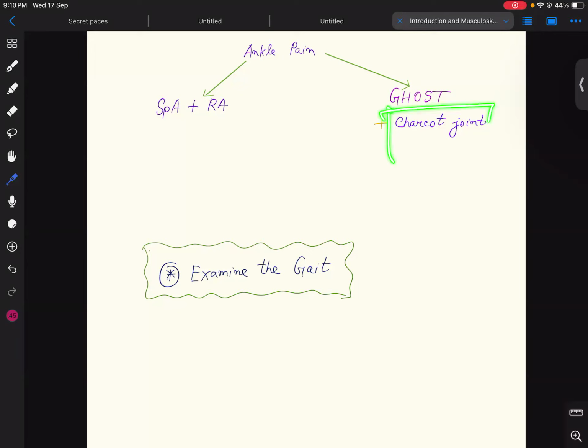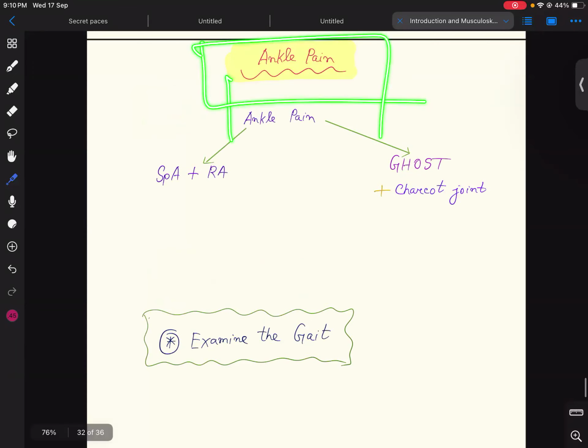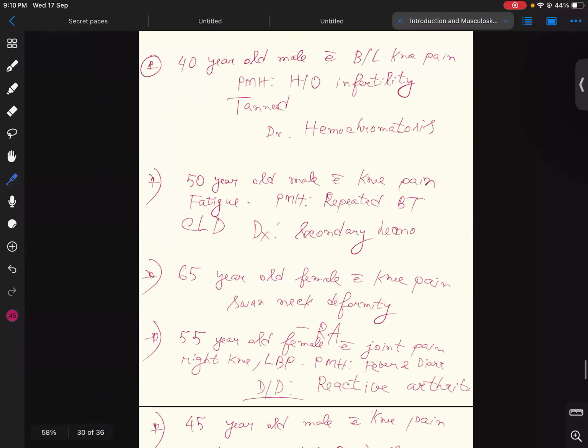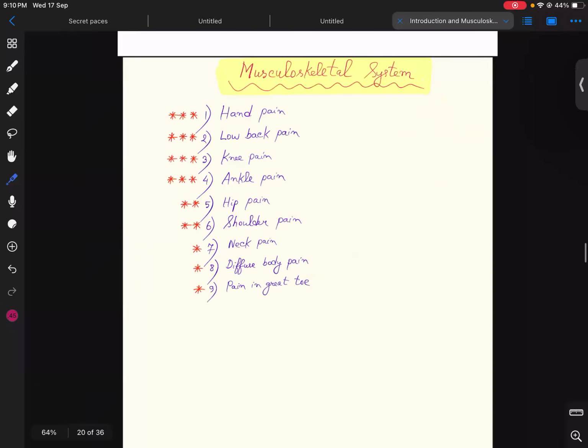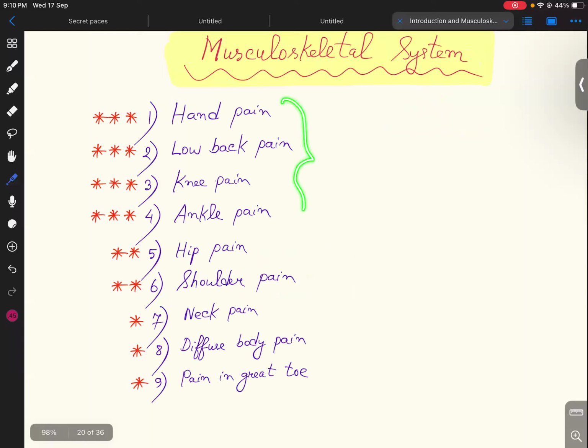So Charcot joint is the single most common and important case that comes in the PACES exam. Apart from this, ankylosing spondylitis in the form of seronegative spondylitis has come in the PACES exam for the ankle pain. And this is a very important case for the PACES exam. So these are the 4 prompts that are most important under the category of musculoskeletal system. That is hand pain, back pain, knee pain, and ankle pain. And I suggest you go through these prompts and know the ins and outs, because the triple star prompts come every now and then. You have to know the details of the prompts.